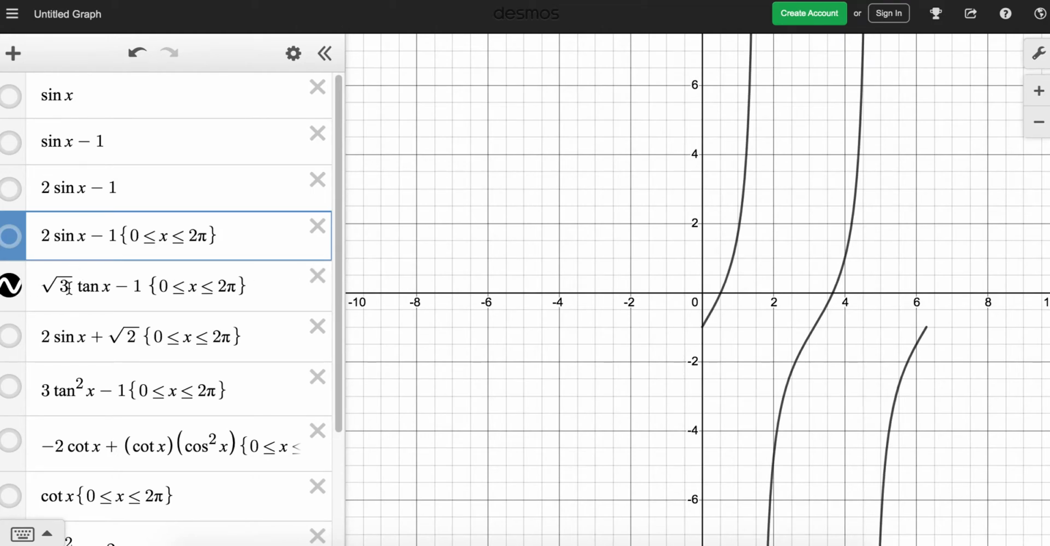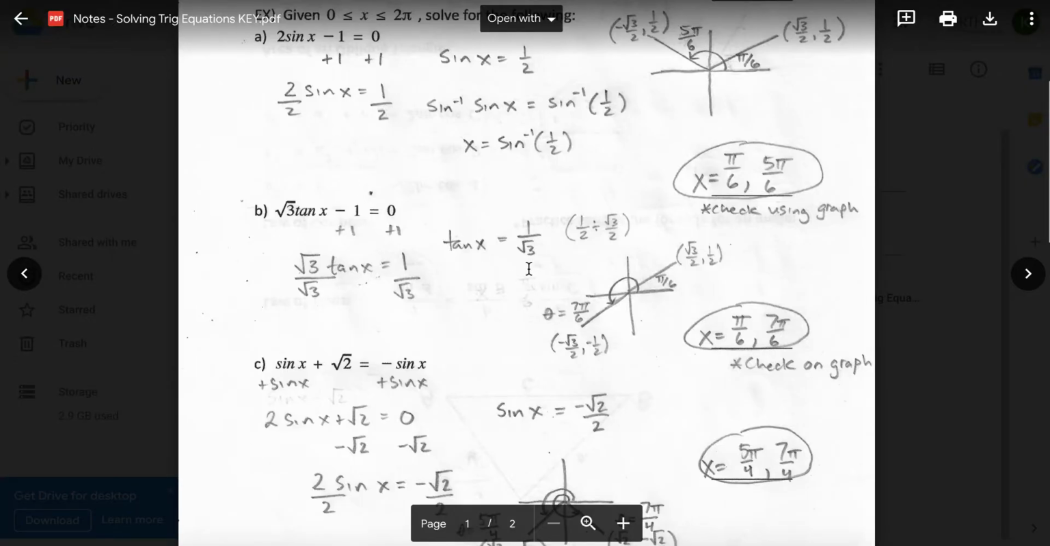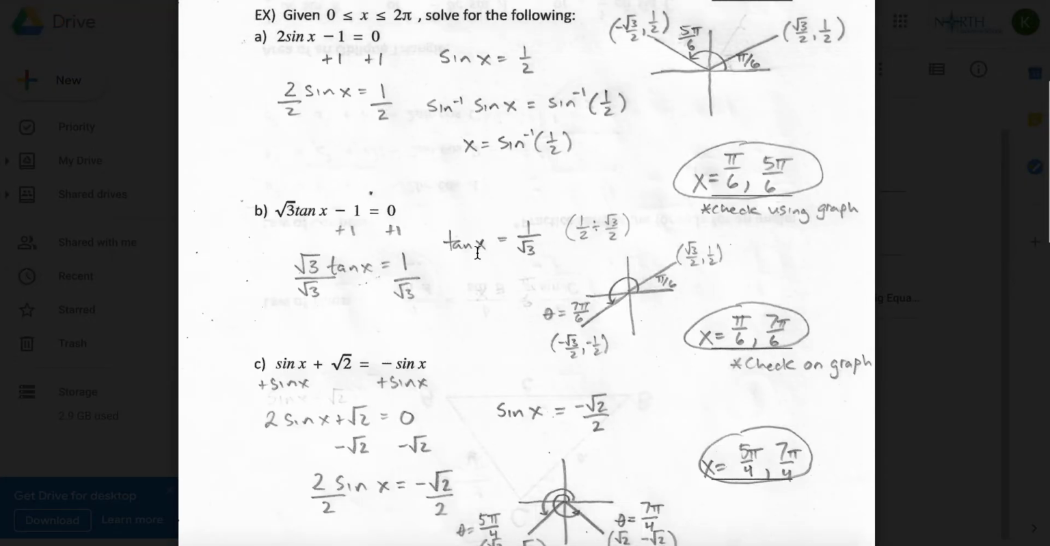Again, if I plug in my function and the restricted domain, then I can see my x-intercepts. There's only 2 of them that happen on this domain interval here. We have pi over 6 and we have 7 pi over 6. So those are the answers to our equation. But let's make sure we can do it algebraically as well and verify those answers.